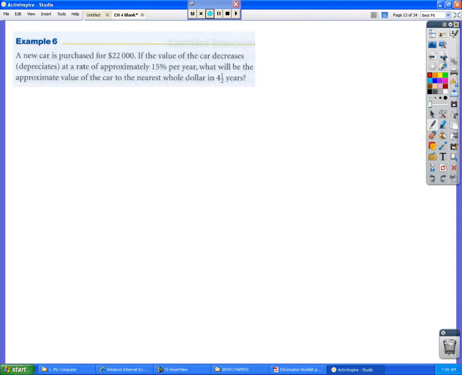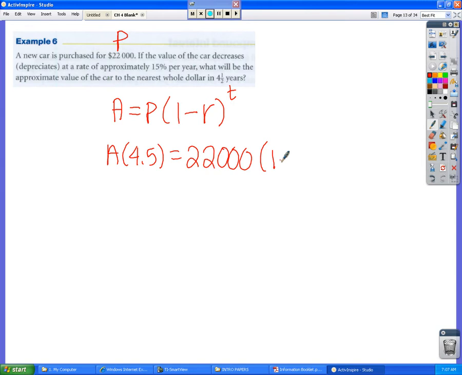New car is purchased, $22,000. If the value of the car depreciates, so we're depreciating, A is equal to P times 1 minus R to the T. So what will be the approximate value, to the whole dollar, in 4.5 years? So A of 4.5 would be equal to the initial amount of the car times 1 minus depreciating 15% to the 4.5. So depreciating 15%, you'll notice, is the same thing as a B value of 0.85.